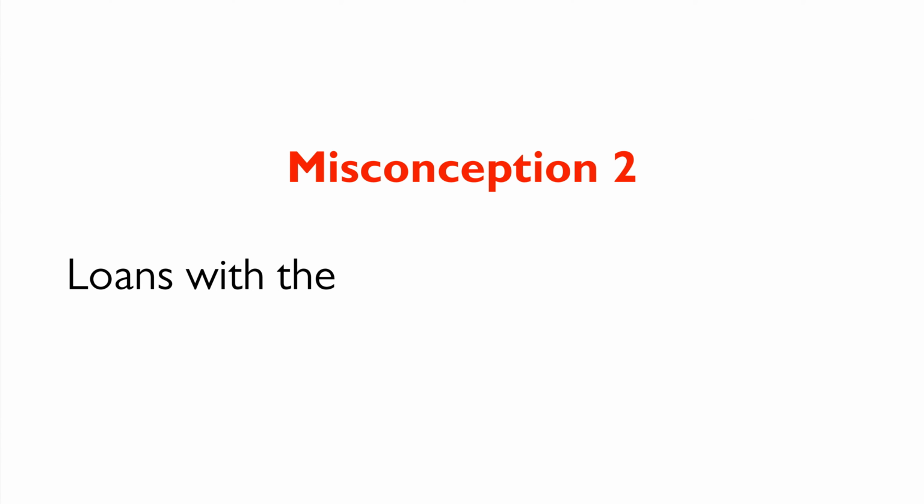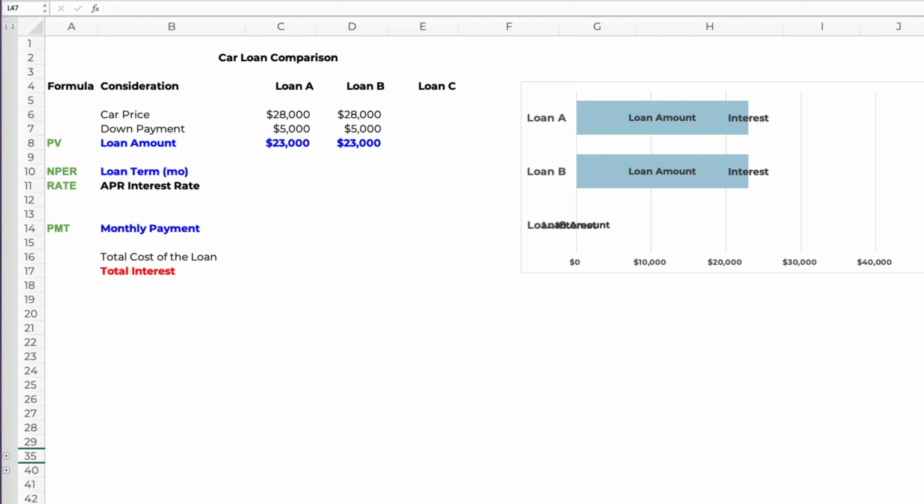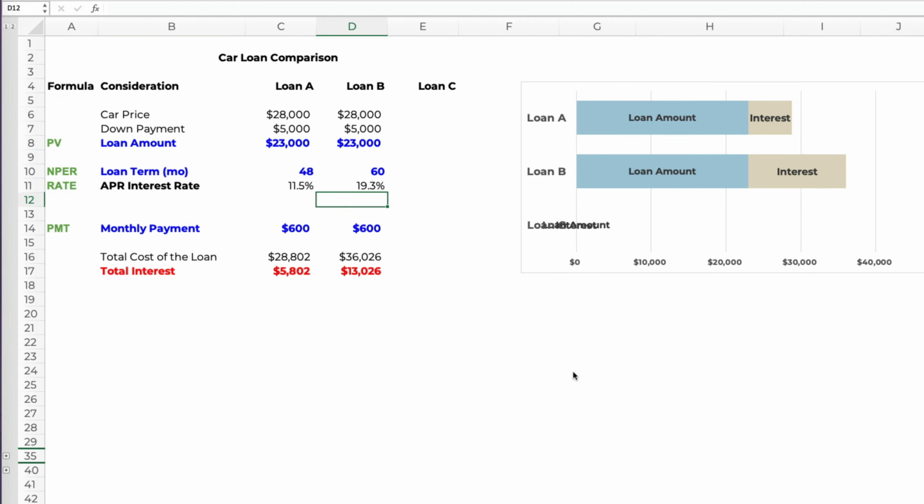The second misconception is that loans with the same monthly payment will cost you the same in total interest. Let's look at this through an example. We have loan A and B for the same loan amount of $23,000. Loan A is for 48 months at 11.5%, which equals $600 in monthly payments, and total interest of $5,802 for the duration of the loan. Now loan B, if we increase the loan term to 60 months at 19.3%, we still have the monthly payment at $600, but now the total interest is more than twice the amount of loan A's.